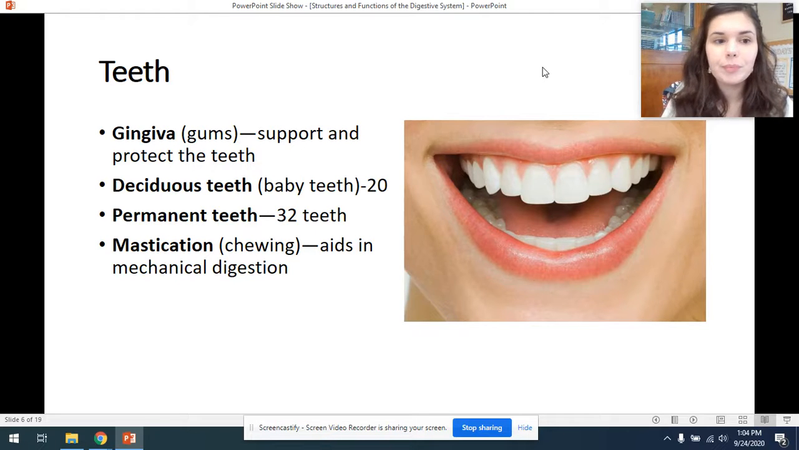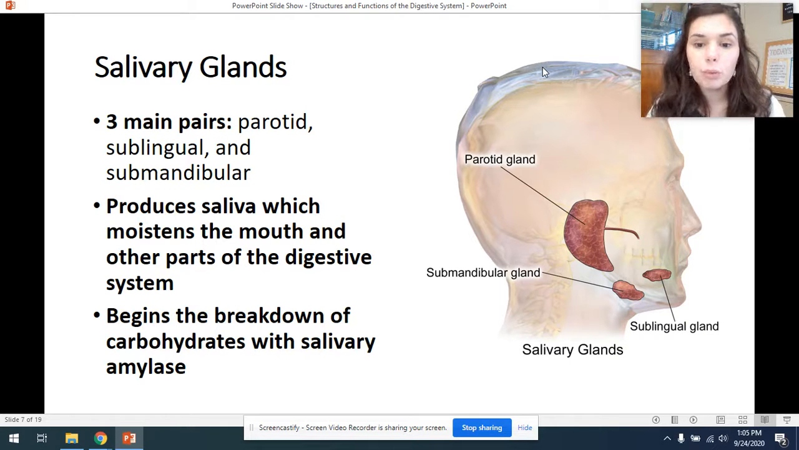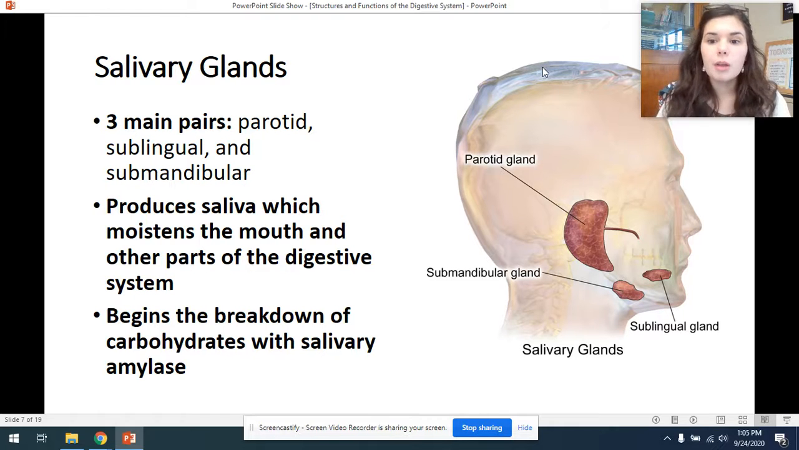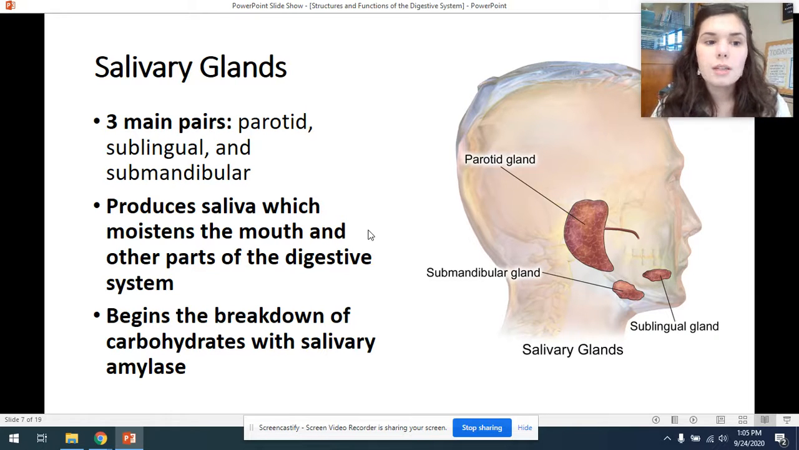When we're looking at salivary glands, we have three main pairs that we need to look at: your parotid, sublingual, and submandibular. Now, the word sub means below. So if we look at the word submandibular, we know that it means below the mandible. Your parotid gland is the largest gland, and it makes up this side of your mouth here, you can see on the image on the screen. And then sublingual means below the tongue. So the gland located below the tongue is your sublingual gland.